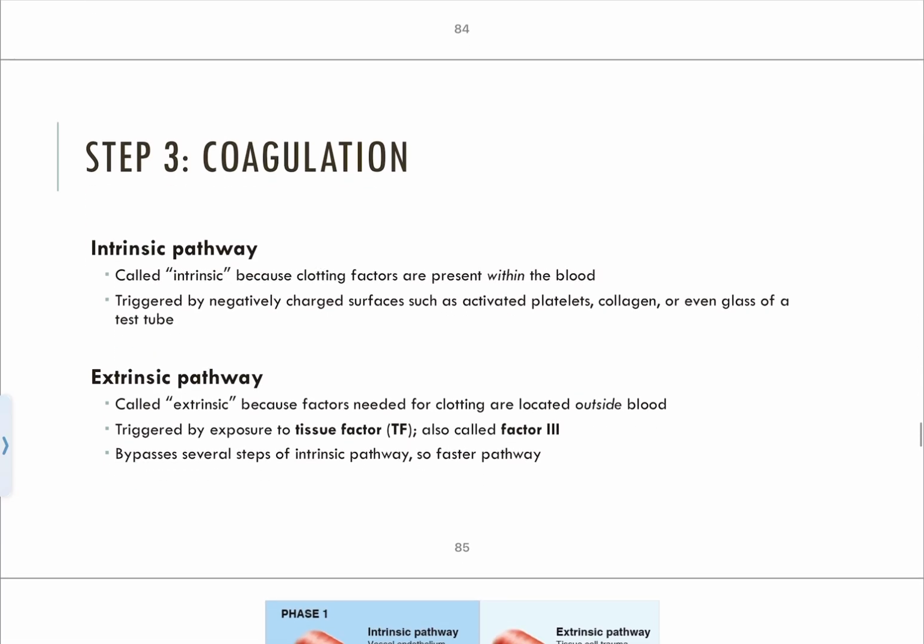So what's the difference between the intrinsic and extrinsic pathway? Well, intrinsic is when all the clotting factors that we need for this pathway to occur are in the blood itself, so within. Extrinsic pathway means that some of the clotting factors we need for the pathway are located outside of the blood. So what's going to trigger this pathway is basically exposure to tissue factor, which is also called clotting factor 3. A good thing about the extrinsic pathway is that it can bypass several of the steps of the intrinsic pathway, so it's a much faster pathway.